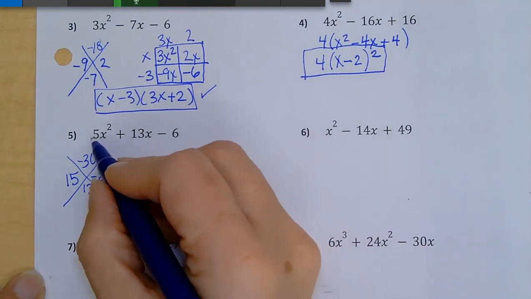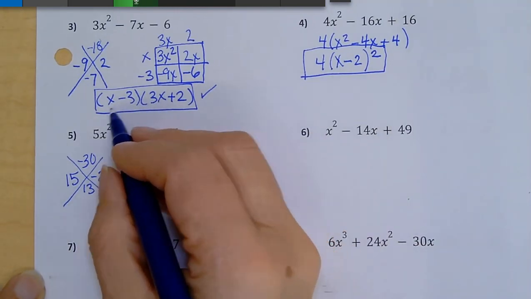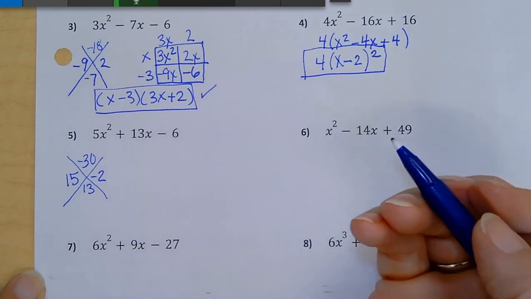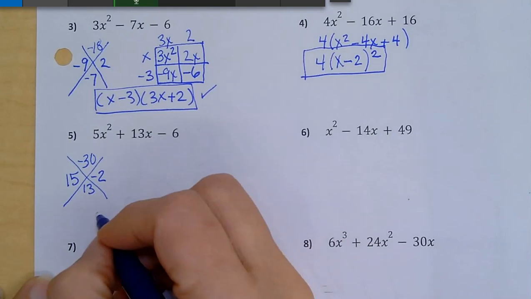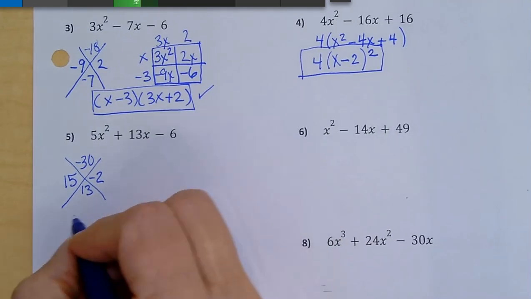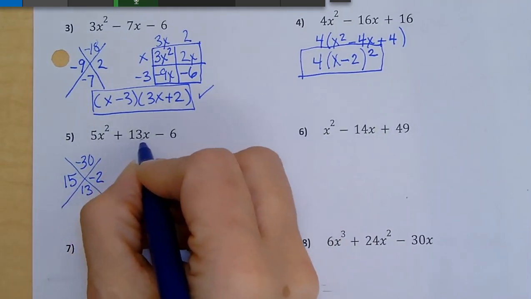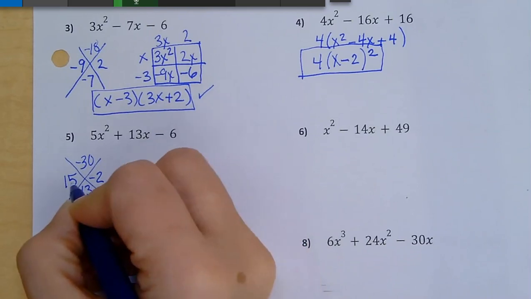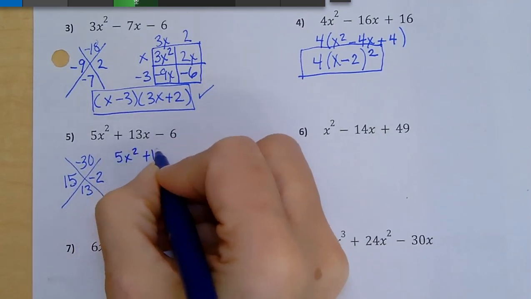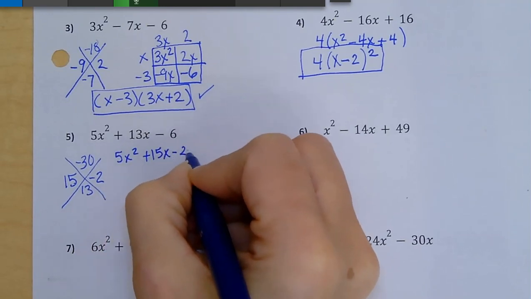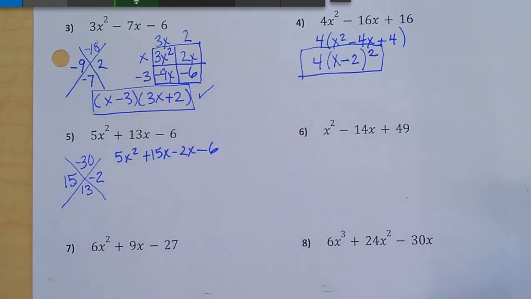I cannot just give myself binomials because I have to figure out what those are. I can do this by grouping or by box. I'll do this one by grouping just because I did the last one by box. So I'm only going to break up my 13x into my magic numbers. I'll have 5x squared plus 15x minus 2x minus 6.